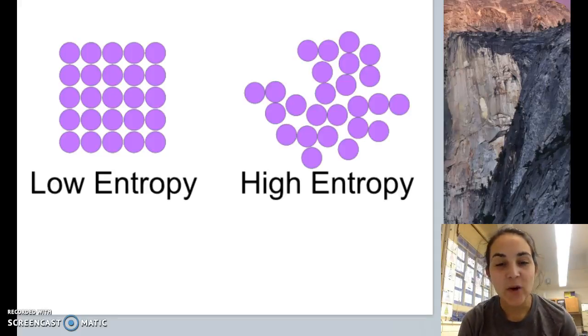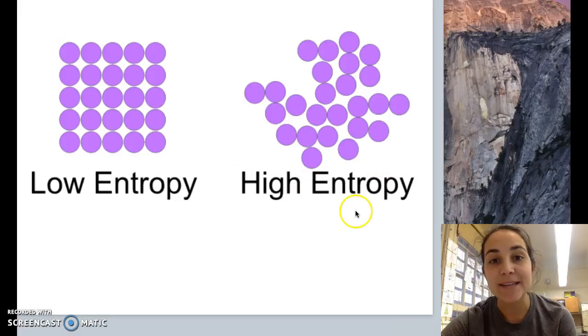In this video, we're going to quickly go over 3 different vocab words that we can use to analyze a phase change diagram. The first word that we're going to go over is the word entropy. You can see this word entropy on the screen right here.